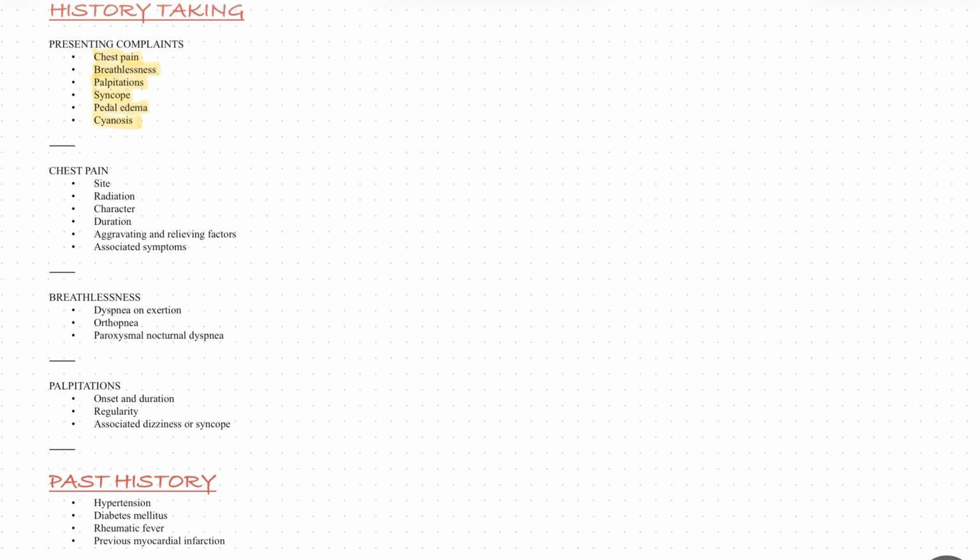Then when it comes to chest pain, you need to see the site of the chest pain or where it is radiating, because radiation explains what the actual cause is superficially without any investigations. Then character and duration are also important.